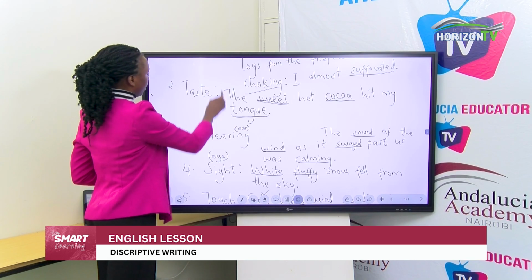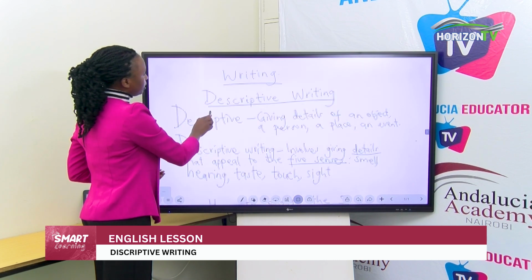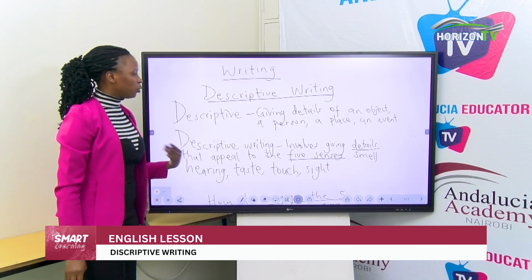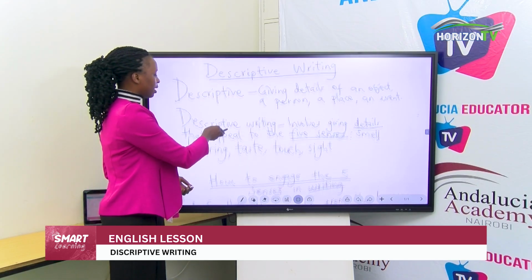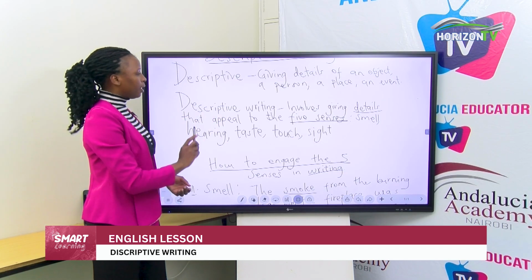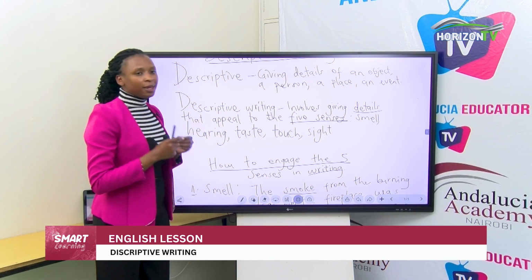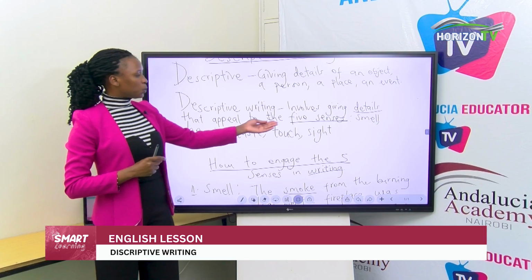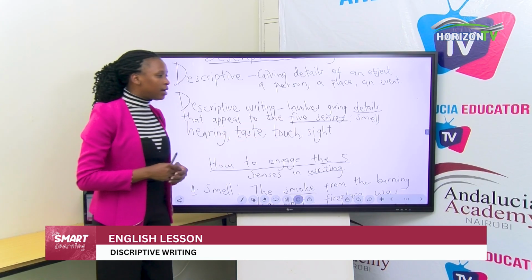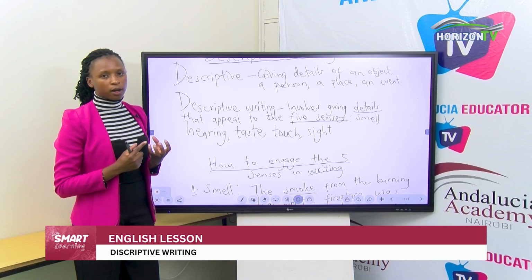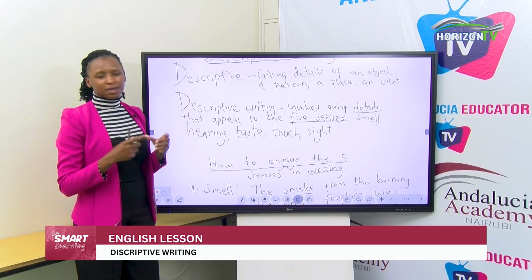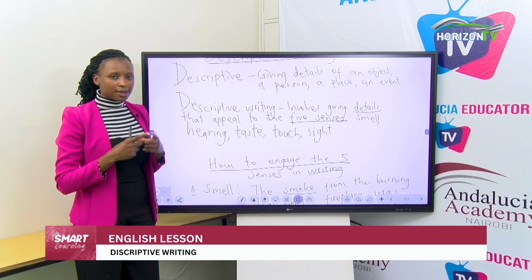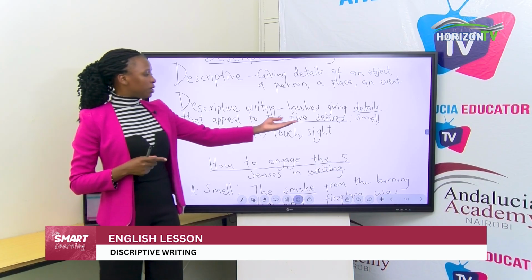let's start from the beginning. If you're writing a descriptive text, you're describing, remember, giving details of an object. So if you want to describe, you're writing descriptively, giving a description, meaning giving details that appeal to the five senses. As a reader, I would like to read your work, and I also believe when you're a reader, you'd like to read something that engages you, involves you as the reader. So meaning, you must appeal to our five senses.